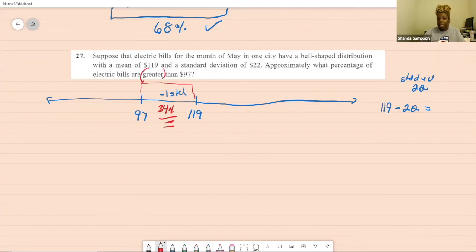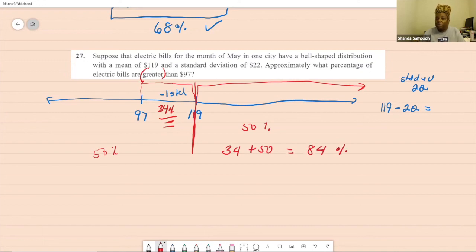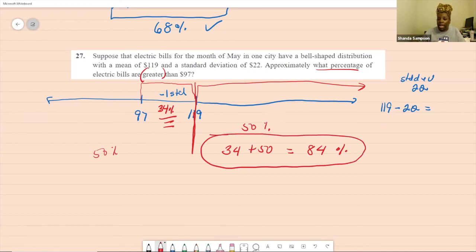So from here on. What's on this side? Well, since this is the mean, 50% is above and 50% is below. We know this part is 34%, and the rest is 50%. So that's going to be 34% plus 50%, which is 84%. So approximately what percentage of the electric bills are greater than $97? 84% of the electric bills are greater than $97.